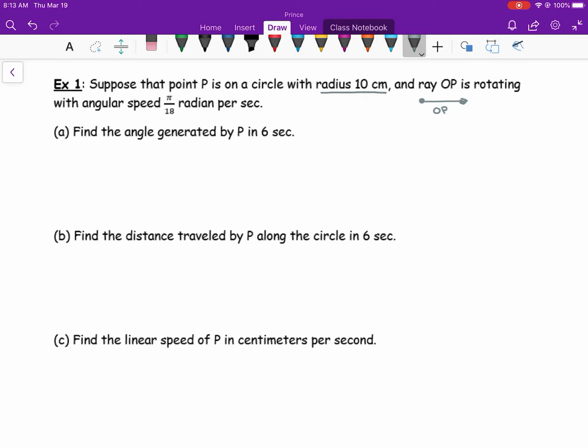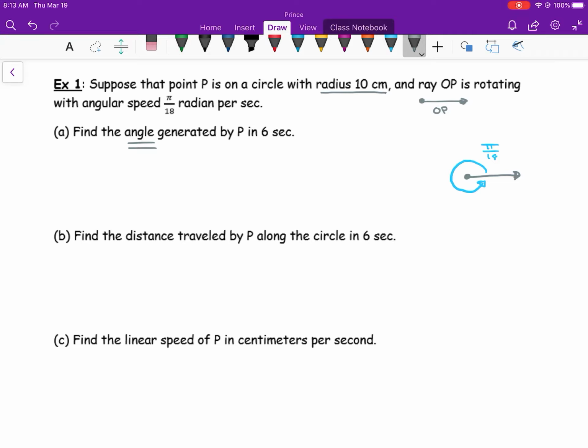For our problem here, we're going to find the angle generated by P in 6 seconds. Basically what's happening is we have a ray. It's kind of like a clock hand, and it's rotating, going around like that, and the speed of it is pi over 18. So we're finding the angle generated by P in 6 seconds.